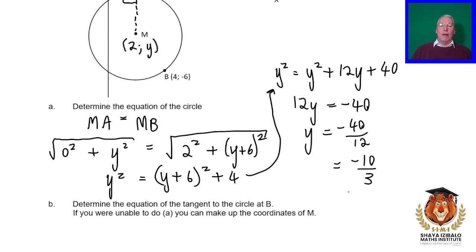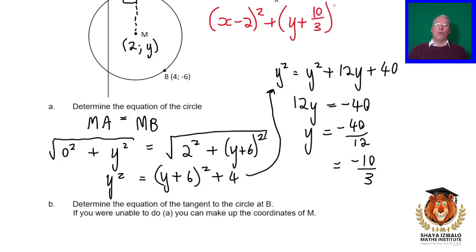Okay, now the last thing we've got to do is write down the equation of the circle. So I'm going to write it up at the top here because it's going to be x minus 2 all squared plus y plus 10 over 3 all squared. And then the radius, guys, the radius is going to be 10 over 3. So the answer to this is going to be 100 over 9 because that's the radius squared. So there's our circle.